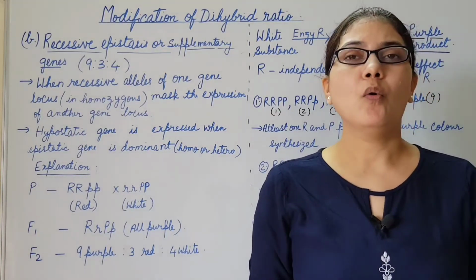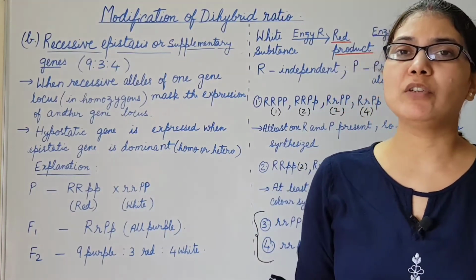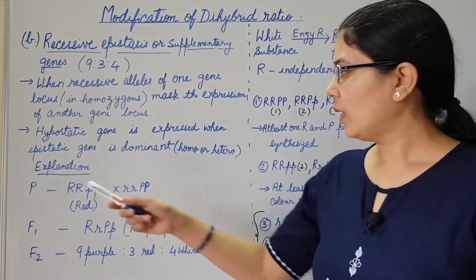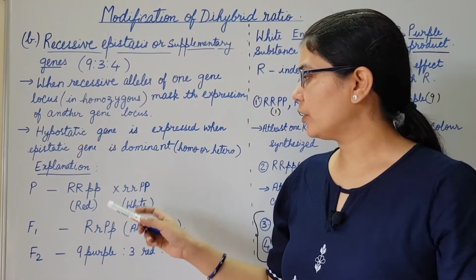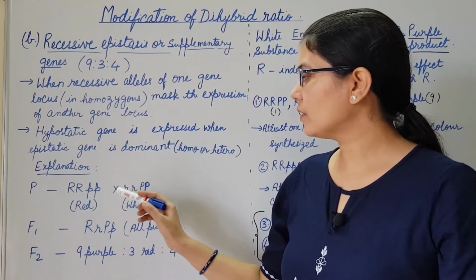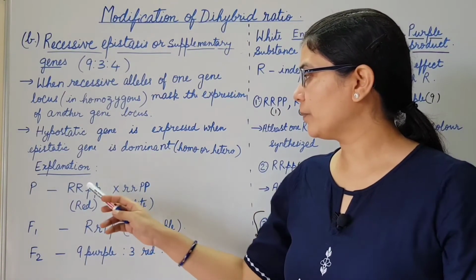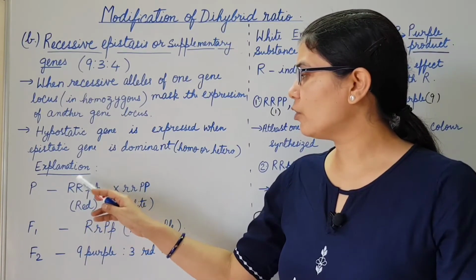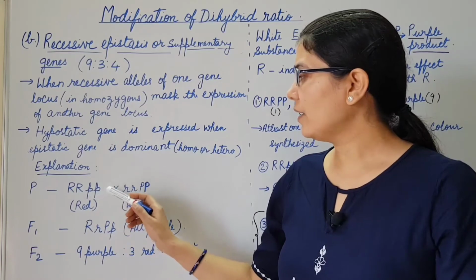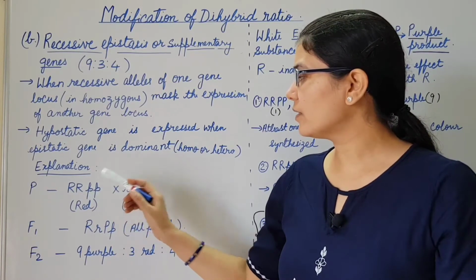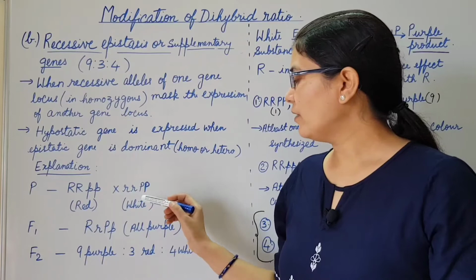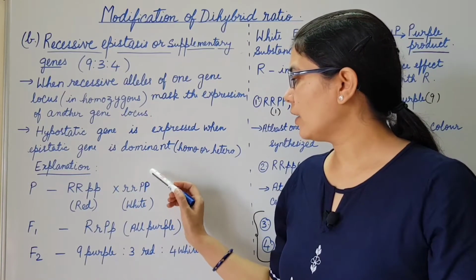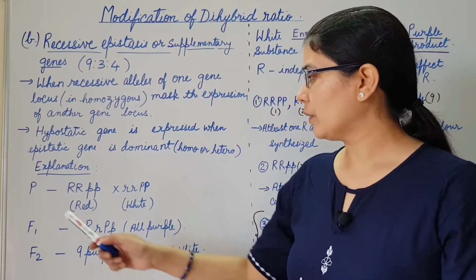either in the homozygous or the heterozygous state. So let us understand this. This is the parental generation. One red flower plant is crossed with the white flower plant. Here the red flower plant has homozygous dominant R and homozygous recessive p. White flower plant has homozygous recessive r and homozygous dominant P.